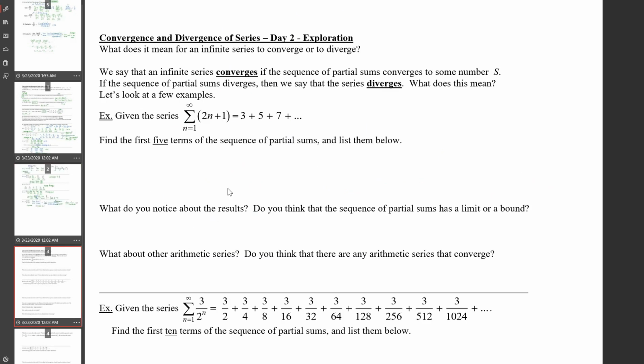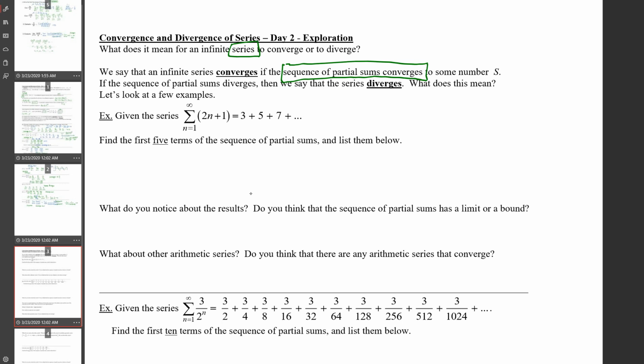All right, let's do some different problems. Let's talk about series now. Now we know how to do sequences. Now, what does it mean for an infinite series to converge or diverge? That is different from a sequence. We say that an infinite series converges if the sequence of partial sums converges to some number s. Now, that's a lot to think about, but what we need to know is that an infinite series converges if its sequence of partial sums converges. If its sequence of partial sums diverges, then the series diverges.